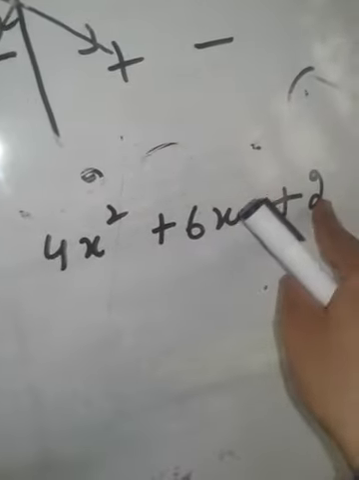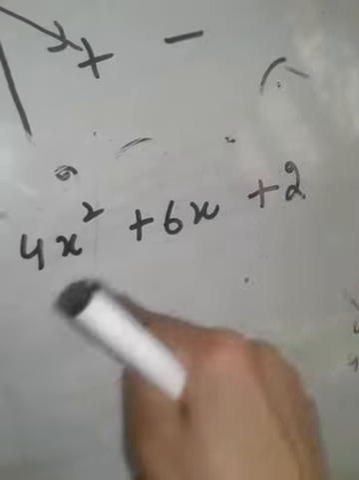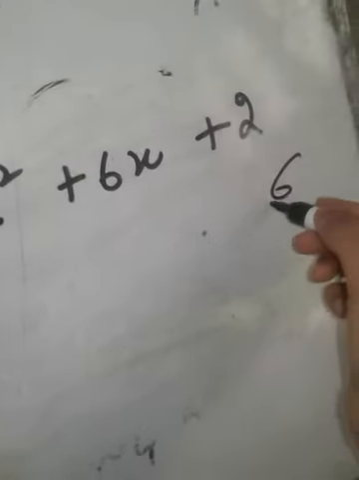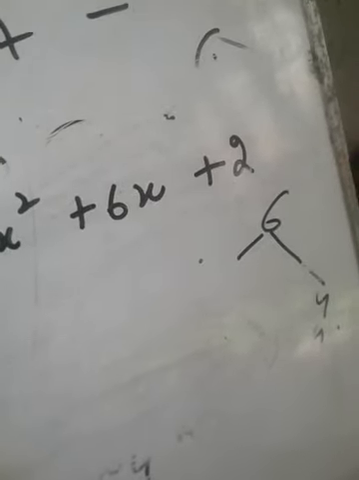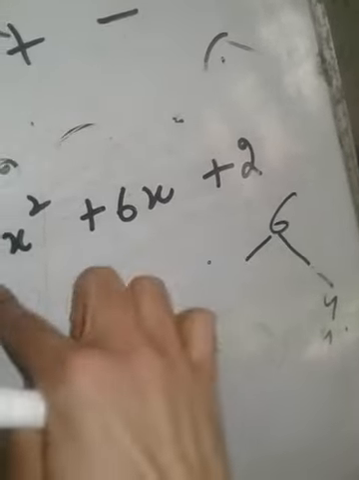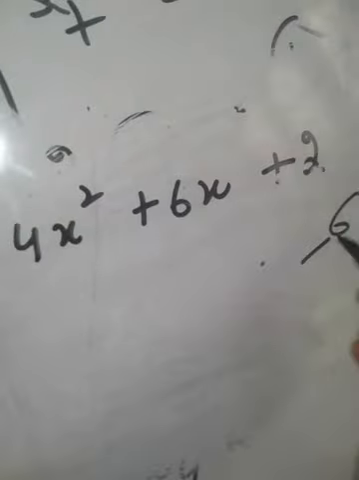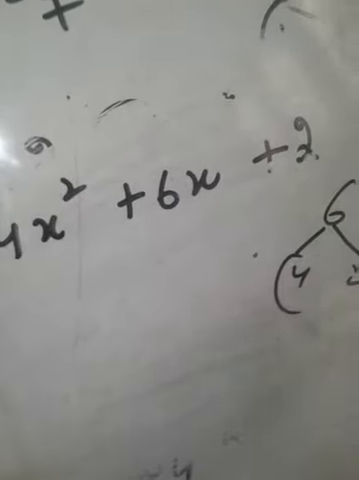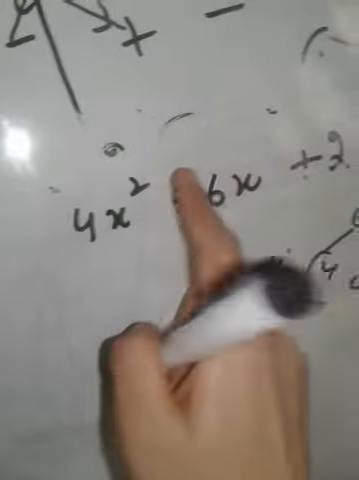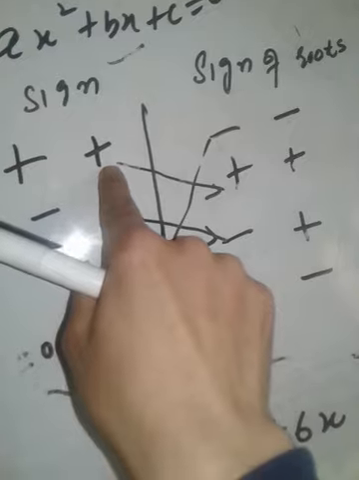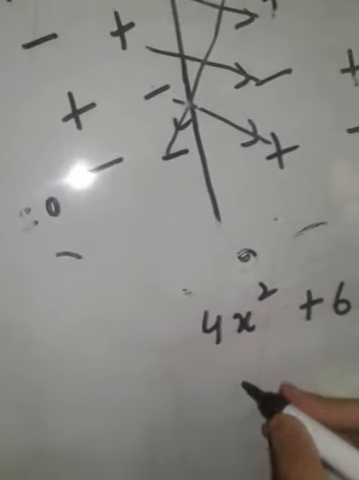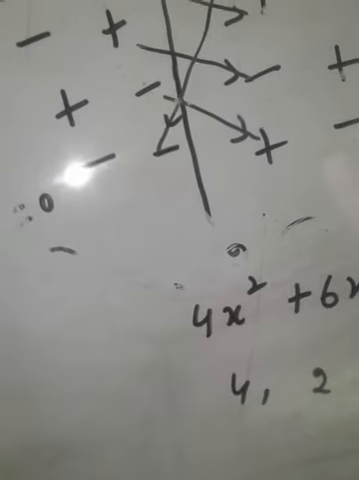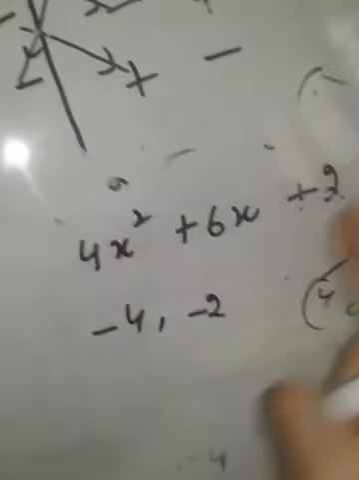So multiply. 4 2s are 8. Split 6 into 2 numbers whose product should be 8. So it is 4 and 2. Simple. So the roots will be 4 and 2. But what is the sign? Plus plus. In case of plus plus, the sign of roots will be minus minus. So it is 4, it is 2, but both are minus.